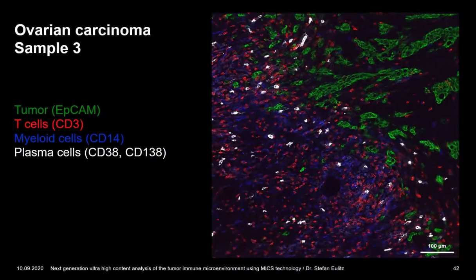So as you can see here, the tumor microenvironment is composed, of course, of different immune cell types as expected. In this case, these are predominantly myeloid cells indicated by the CD14 signal here in blue, and also the T cells represented by the CD3 signal in red. But we also see some plasma cells, which are indicated by CD38 positive and CD138 positive cells.